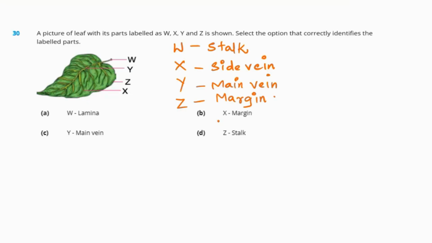So out of these, which is labeled correctly? W is lamina, not correct. X is margin, it is also not correct. Y is the main vein. Yes, that is labeled correctly. And Z is margin, that is also wrong. So option C is labeled correctly. C is the correct answer. Y is the main vein.